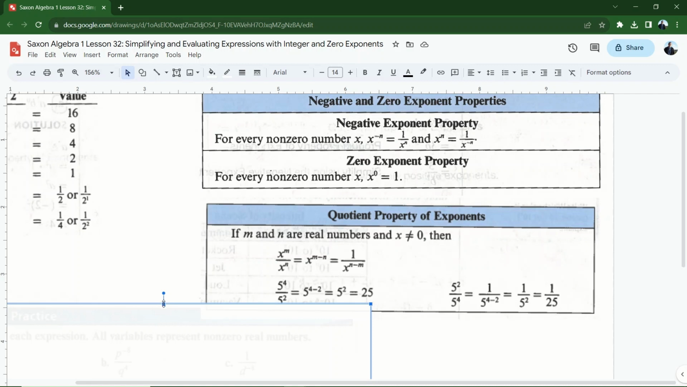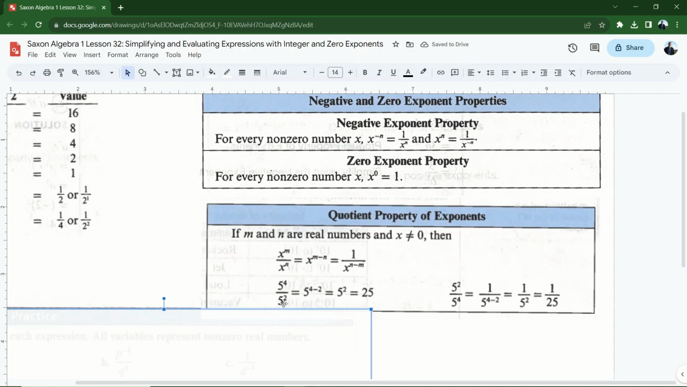Let's just take a look at what this looks like in practice. So here I have 5 to the 4th divided by 5 squared. Well, I have the same base. Okay, that's the first thing we're going to check. 5 is my base. It equals 5 to the 4 minus 2, or 5 squared, which is 25. If I were to work these out, I do 5 times 5 times 5 times 5 over 5 times 5. What's going to end up happening is 2 of these 5's in the denominator are going to cancel 2 in the numerator. So I end up just reducing the exponent in the numerator by 2.